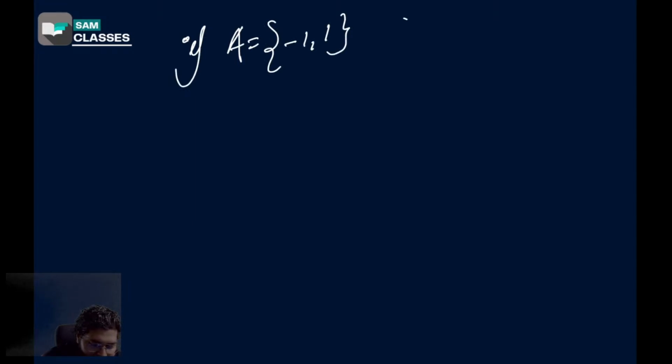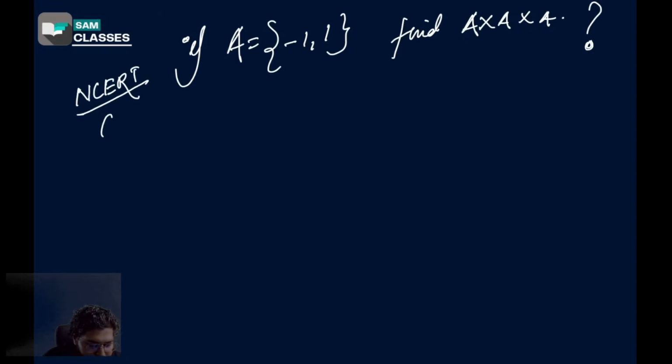Now, a very simple and easy question that is there in NCERT, and everybody thinks they have solved it once or twice. If A is equal to {-1, 1}, find A cross A cross A. What will be the answer, students? It's a pretty simple NCERT question. Let's see what will be the answer. Try this one. Let's see what your answers will be.